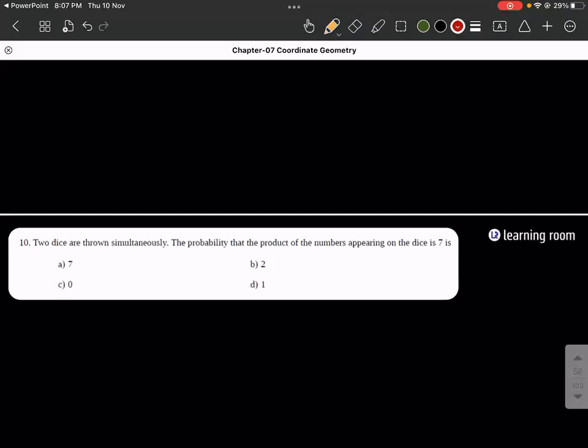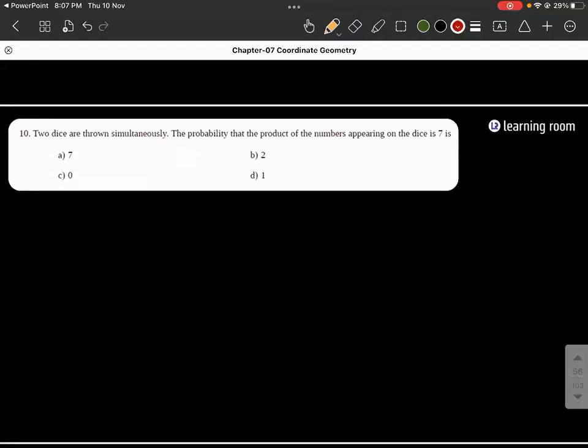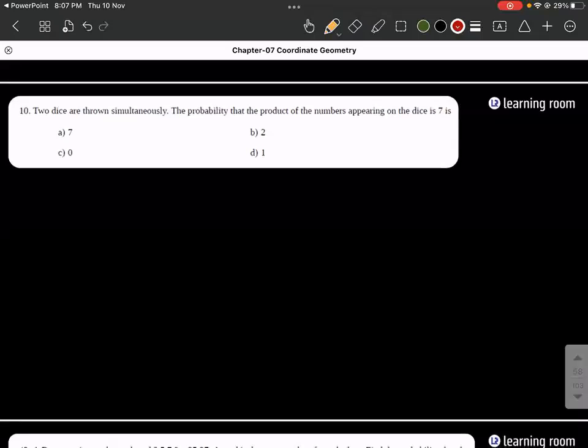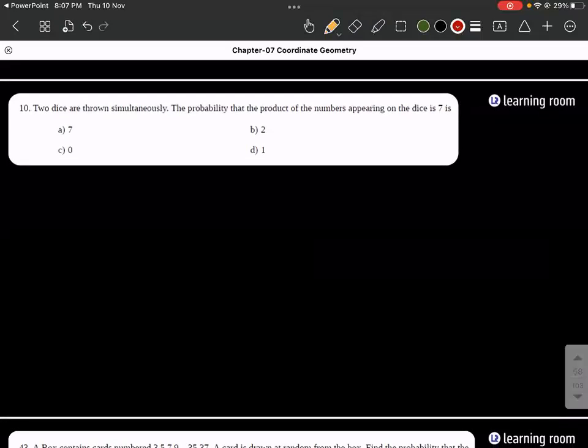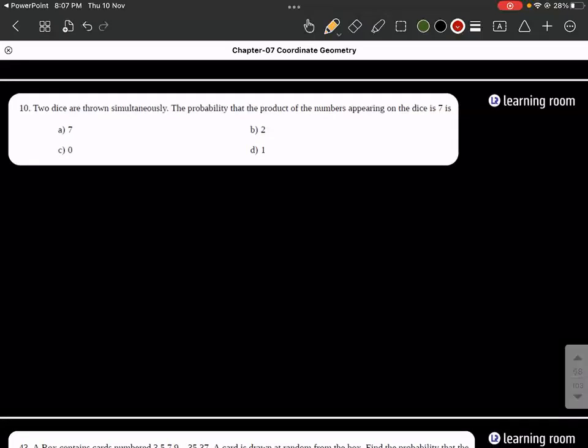2 dice are thrown simultaneously. Probability that the product of the numbers appearing on the dice is 7. Any possibility? 3 and 4, sum is 7. Read the question carefully. No, product 7. The answer is 0, sir. It is an impossible event.